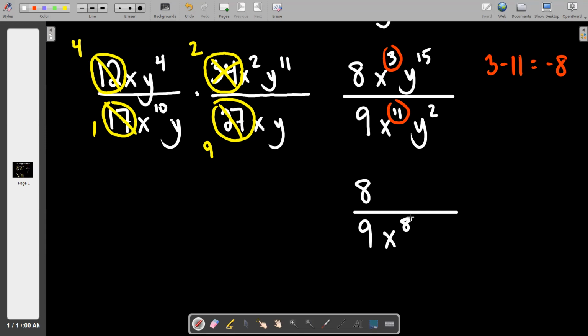Putting it on the bottom accounts for why we got the negative in the first place. There were more x's on the bottom. So, of course, when we clean them up, the remnants will be on the bottom as well. And then when you do your x's, what's 15 minus 2? Or your y's. Did I say x's? Your y's. 15 minus 2 is, and since it's positive, we will put it on top.